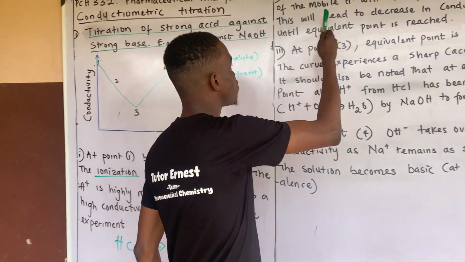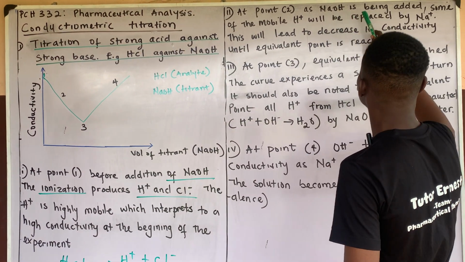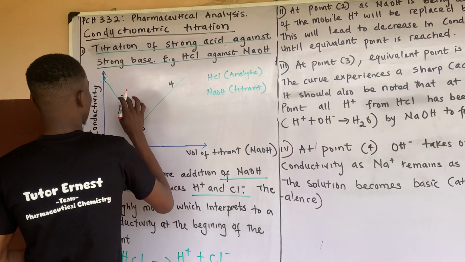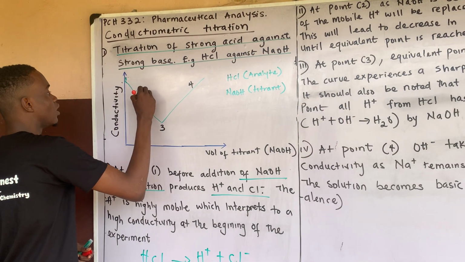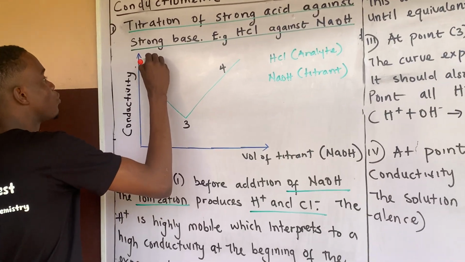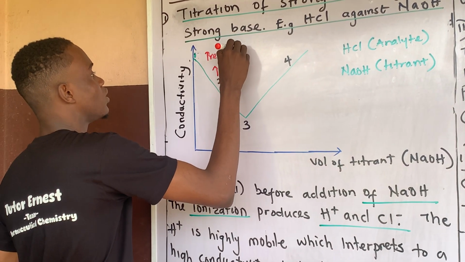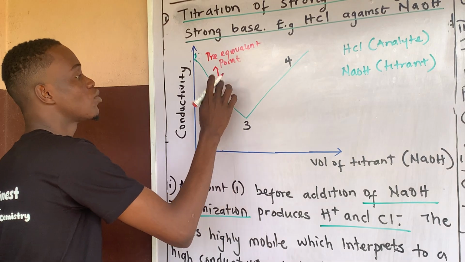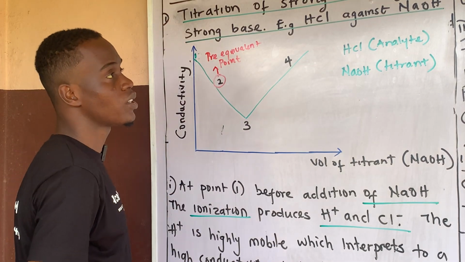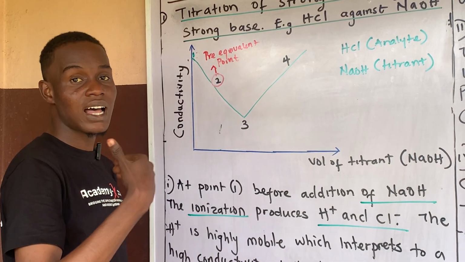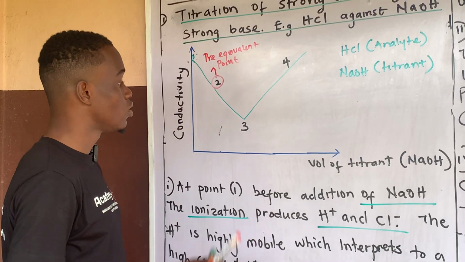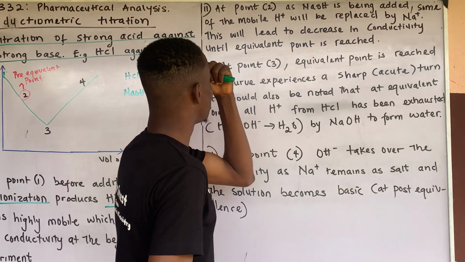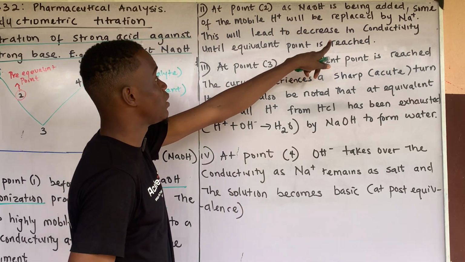Then at point 2, as NaOH is being added, you can call this point the pre-equivalent point. Point 2 is the pre-equivalent point. That's when we start adding our NaOH to the solution. As NaOH is being added, some of the mobile H plus will be replaced.